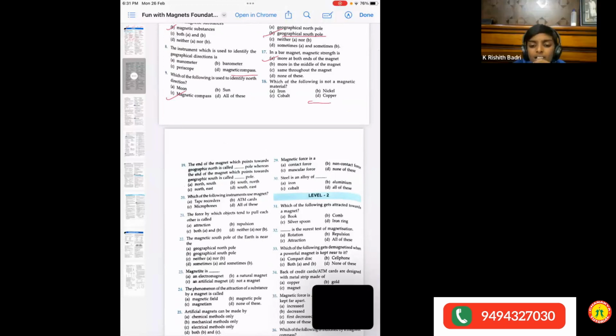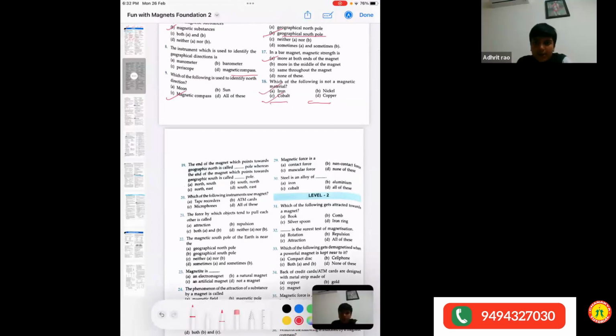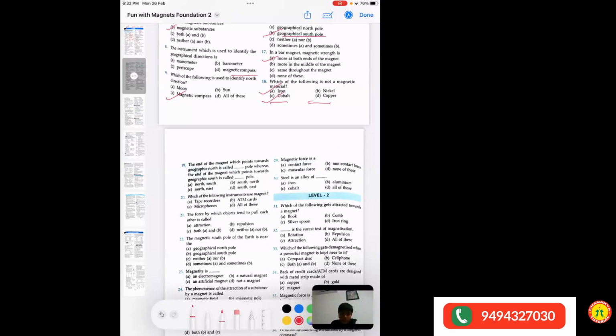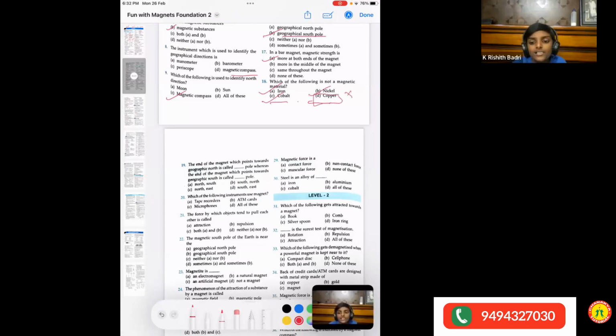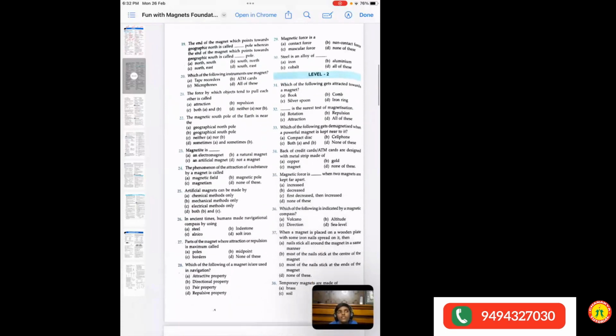Ma'am, or copper. Yes, ma'am, copper. Cobalt is the magnetic material, actually. Iron is a magnetic material. Cobalt is a magnetic material. Nickel is a magnetic material. Iron, nickel, and cobalt are magnetic, but copper is not the magnetic material. So hence the answer is copper. Copper is a non-magnetic material.